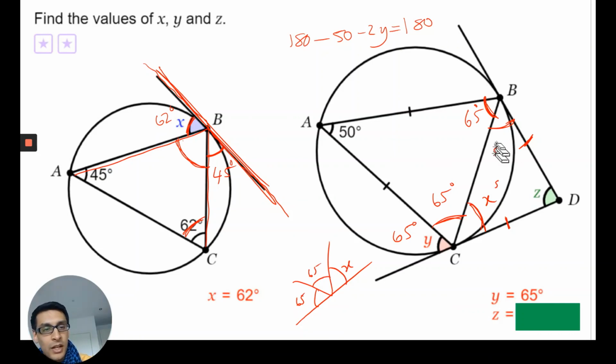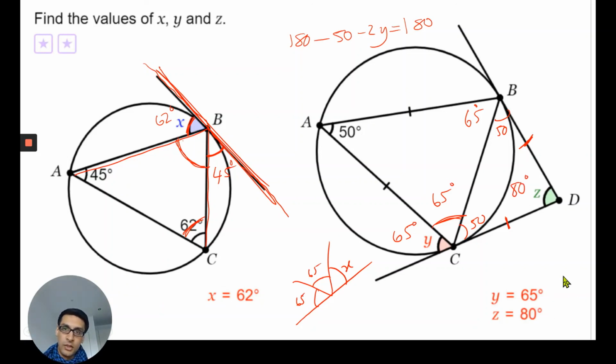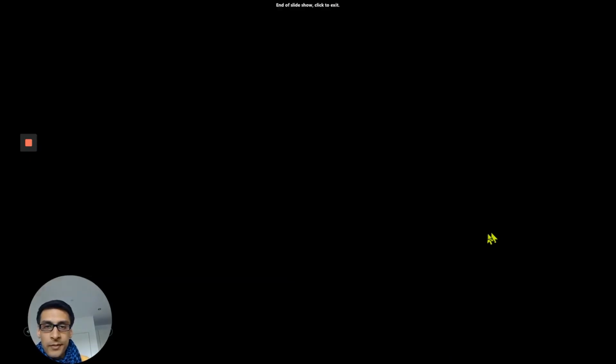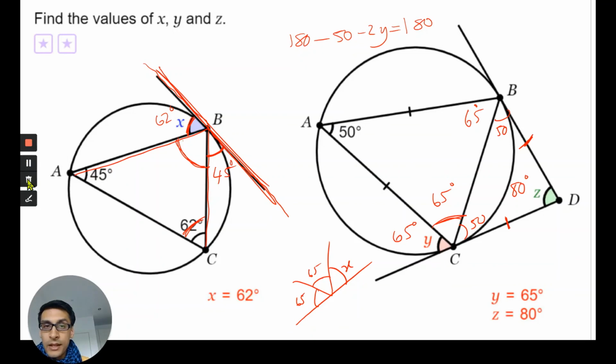So let's just tidy that up a little bit. So that's 50, 50. And then we can say Z is going to be 180, take away 100. So Z is going to be 80 degrees. And that is your final circle theorem. Make sure to watch the next video for the instructions, because there's quite specific instructions for this week. All right, I'll see you in the next video.